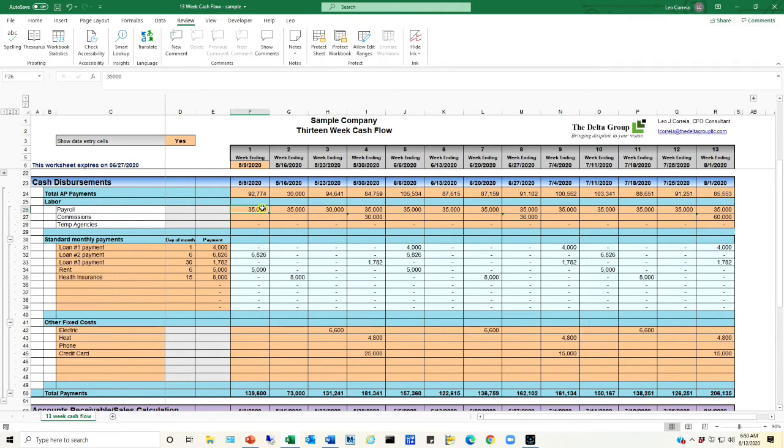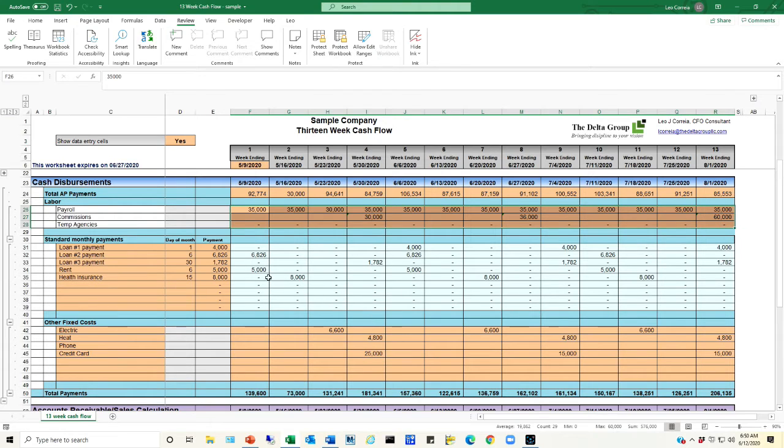So what we're going to do is enter any type of weekly payroll or commissions or temp agencies that are used in this data entry section, and we're going to enter all the payroll in there.